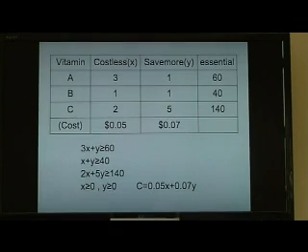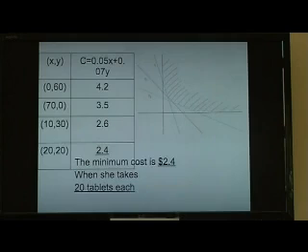From this graph, we can see that 3x plus y is greater or equal to 60, x plus y is greater or equal to 40, and 2x plus 5y is greater or equal to 120. The cost is 0.05x plus 0.07y.